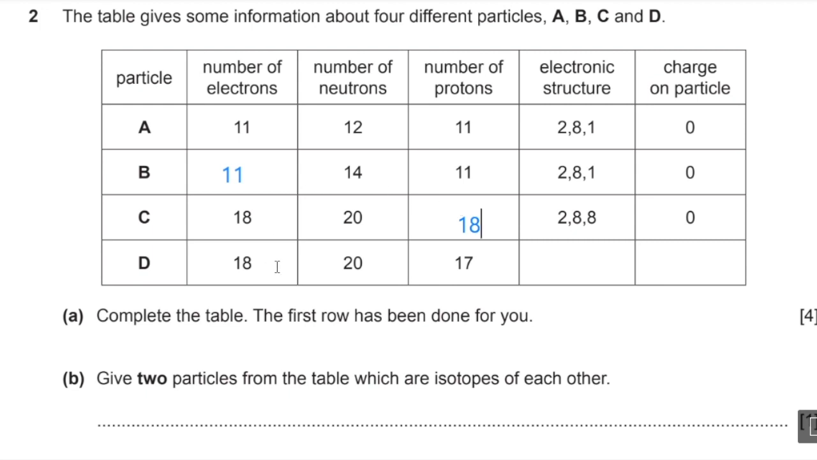D, so you're now given a number of electrons and you need to write down the electronic configuration. So the first shell has 2 electrons, the second shell has 8, and the last 8 electrons go to the third shell. And the charge on this particle is going to be -1, since the number of electrons is greater than the number of protons. There is 1 extra electron, meaning that there is going to be a charge of -1.